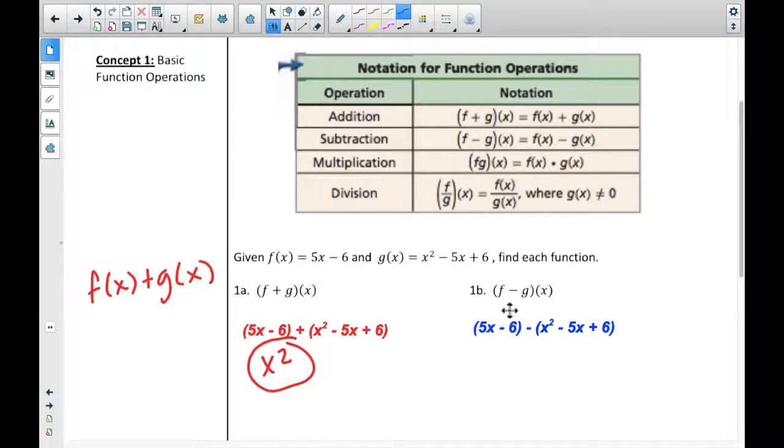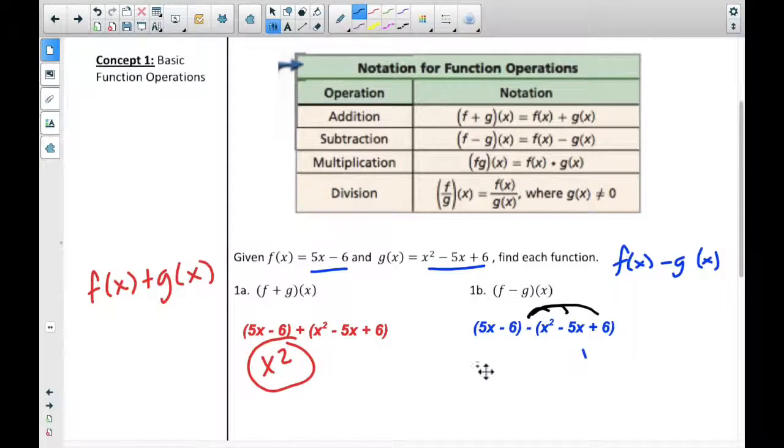All right, well, if it's f minus g of x, once again, that means f of x minus g of x. And so I'm going to take my f of x, which is 5x minus 6, and I'm going to subtract my g of x, which is x squared minus 5x plus 6. We know that addition is commutative. You can move things around, but with subtraction, it's not. We have to put it in the correct order. Another thing to notice with this is there is a minus and then there's a parentheses. And so we have to make sure that we are essentially distributing that minus sign.